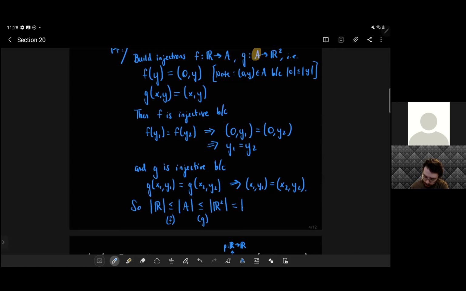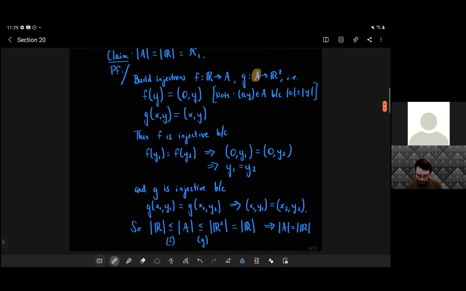But the cardinality of R² is the cardinality of R. So the cardinality of A is squeezed between the cardinality of R on both sides. So it has to be equal to that. That's what we wanted to show. Cardinality of the continuum. Awesome. All right, next one.